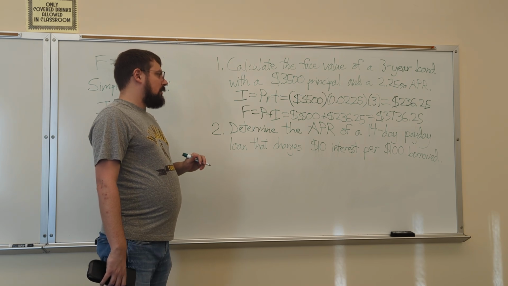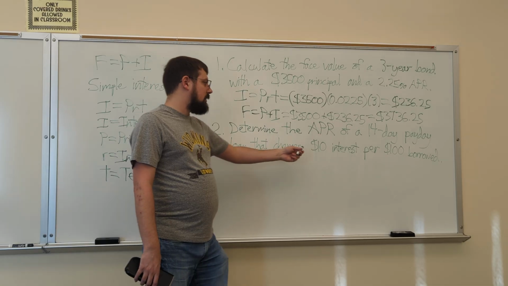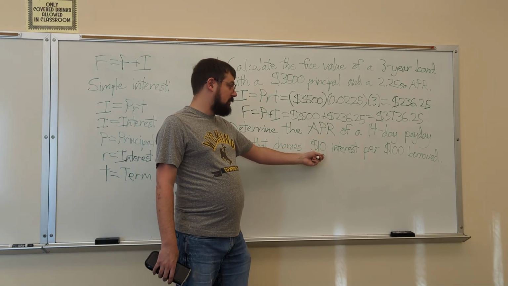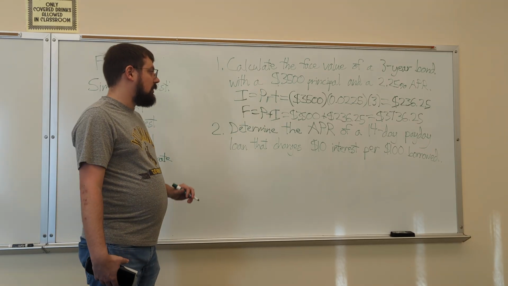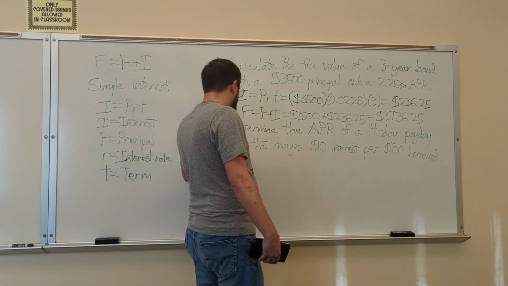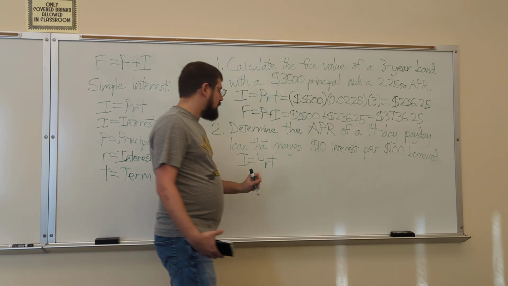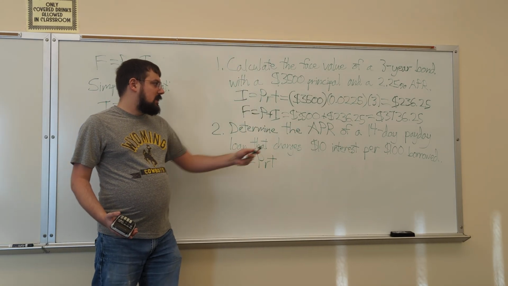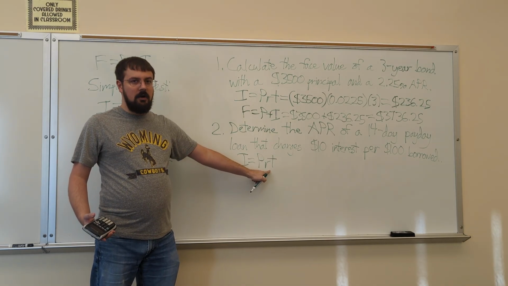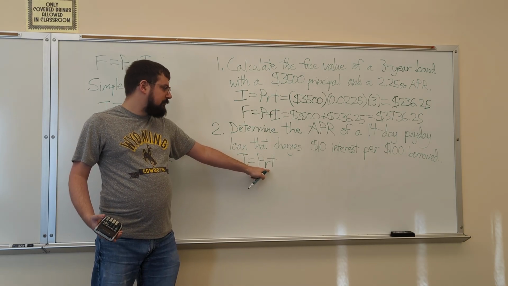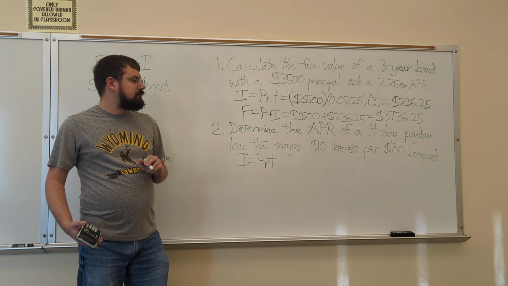So we have a 14-day payday loan in this case, and we are charged $10 of interest per $100 borrowed, and we want to determine the APR. So in this case, we're going to look back at our simple interest formula, I equals PRT. But in this case, it's actually the APR that we're looking for, so this would be R in this case. So R is going to be our APR expressed as a decimal. So in this case, we are given I, P, and T, and we want to find R.